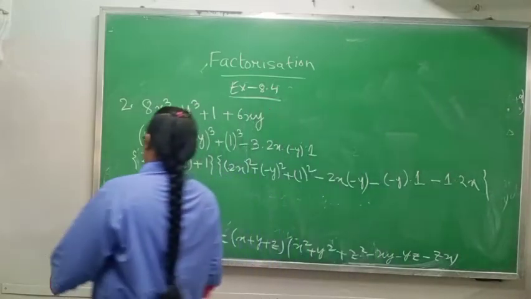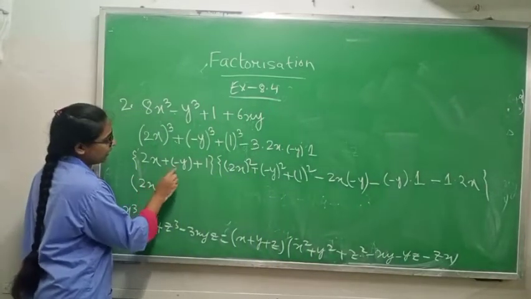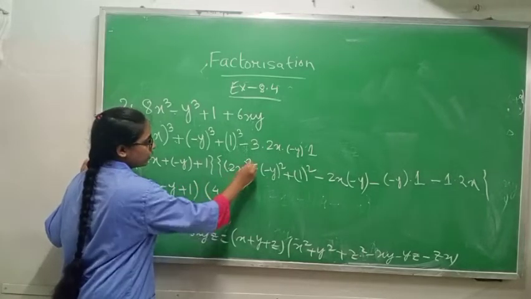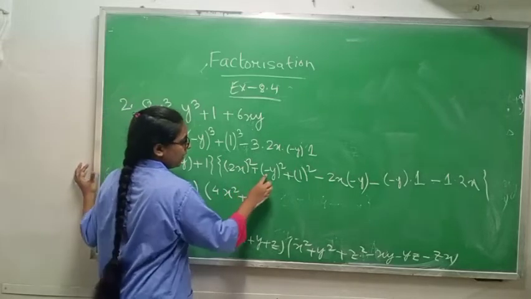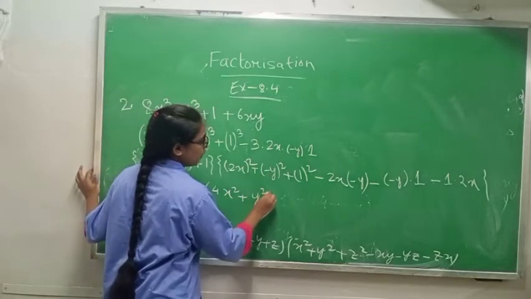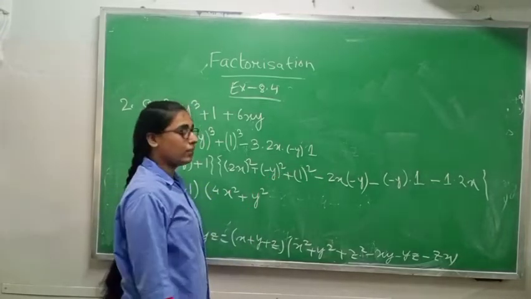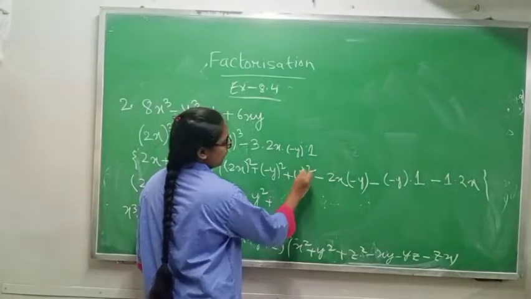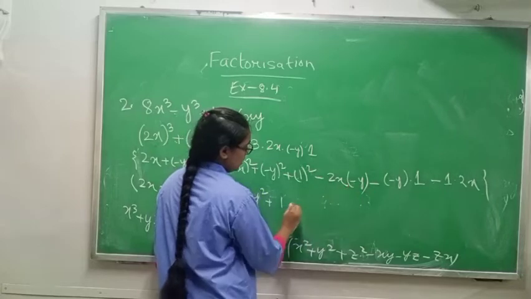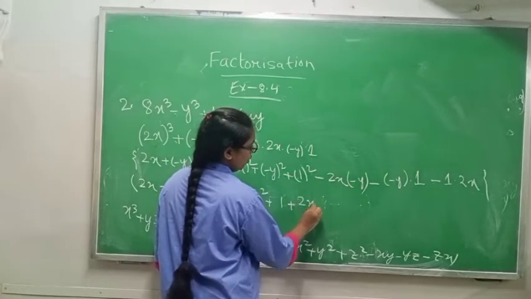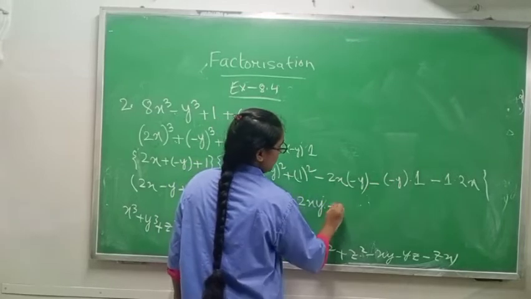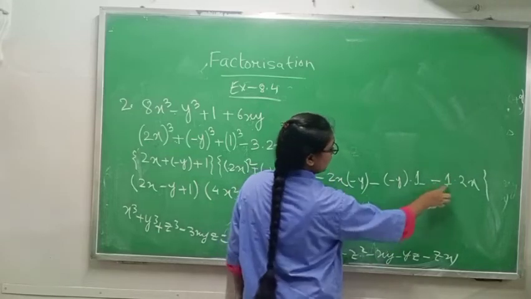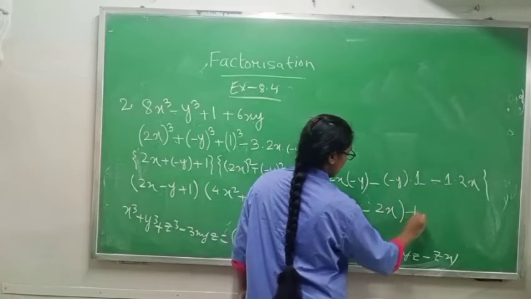Okay. Now you will open the bracket: 2x plus minus y plus 1. Square, 2 square will be 4, x square will be x square, plus (minus y) square, it will give you y square. Why? Because the power is even. When you have an even power, the minus sign will be removed. Plus 1 square will give you 1 only. Now see, minus minus plus, 2x into y, 2xy. Minus minus plus, y into 1, y. Here minus, 1 into 2x, 2x. So this one is your answer.